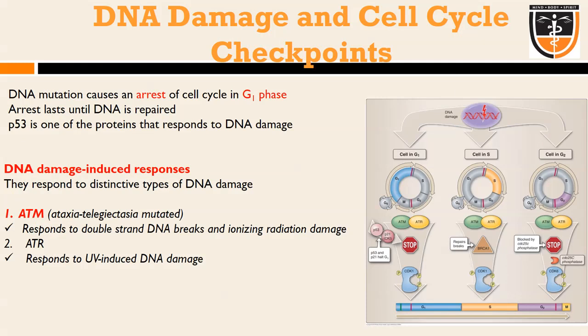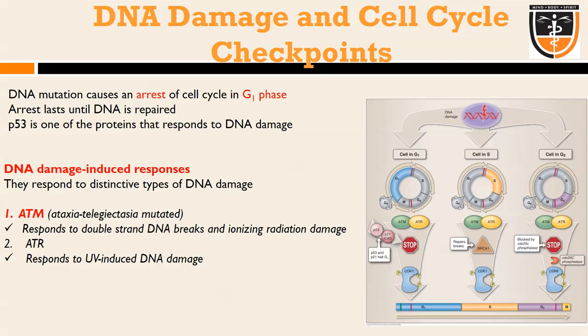Now, this is also important. Let's talk about what's happening in different situations. So you have a DNA mutation. This will cause the arrest of the cell cycle in the G1 phase, and the arrest will last until the DNA is repaired. We know this. If there is a problem, cells will stop in the G1 phase, and the DNA will be repaired. And when everything is fine, p53 will say go. Okay, you're fine, you're ready.